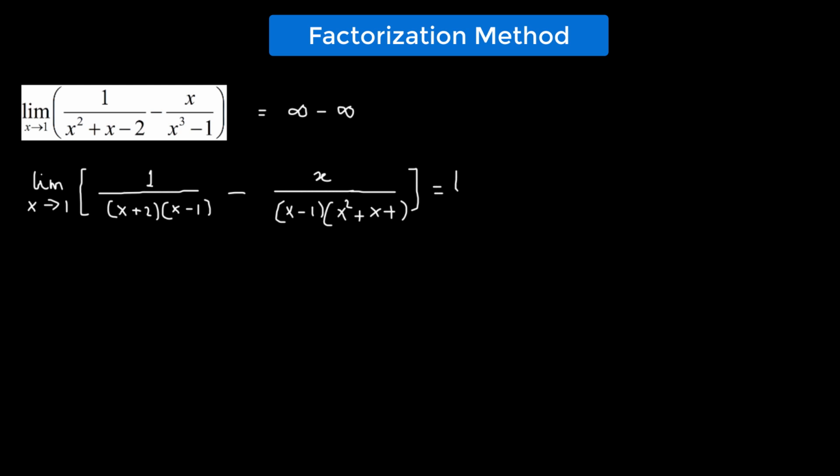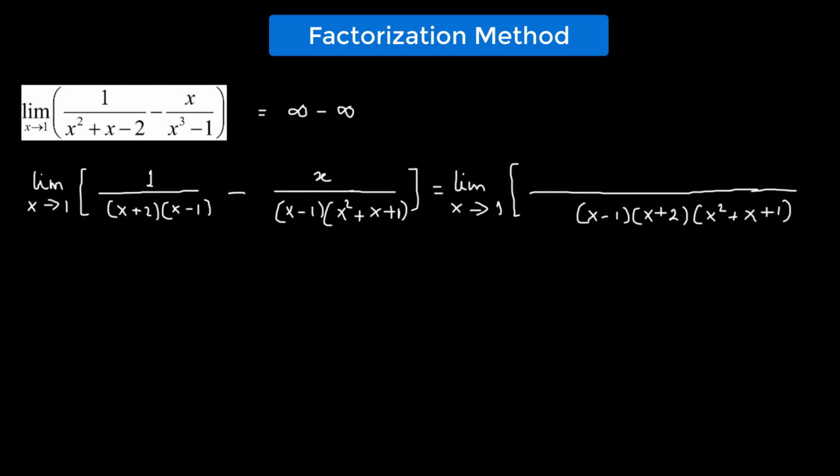So let's combine the two fractions. So we have limit x going to 1. The least common multiple of the two denominators will be x minus 1 times x plus 2 times x squared plus x plus 1. So we're going to divide this denominator by the denominator of the first rational function. That would leave us with x squared plus x plus 1, which we multiply with the numerator, leaving us with x squared plus x plus 1.